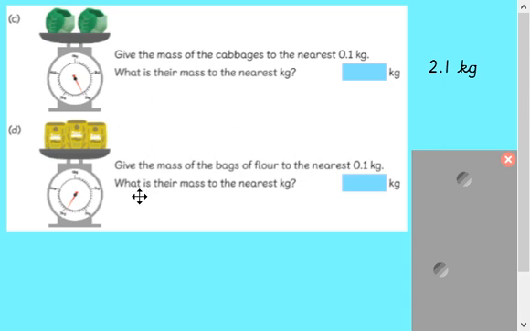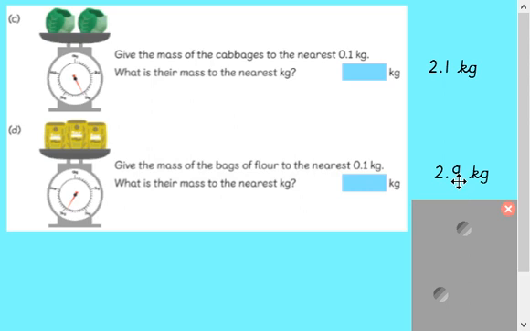For the second set of scales, starting at the 0, we go 1, 2, and then we count up to 0.9. So we have 2.9 kilograms. Now, if we round that to the nearest kilogram, we can see on the set of scales here that it's closer to 3 kilograms than it is to 2 kilograms. So we know it's going to be 3 kilograms.